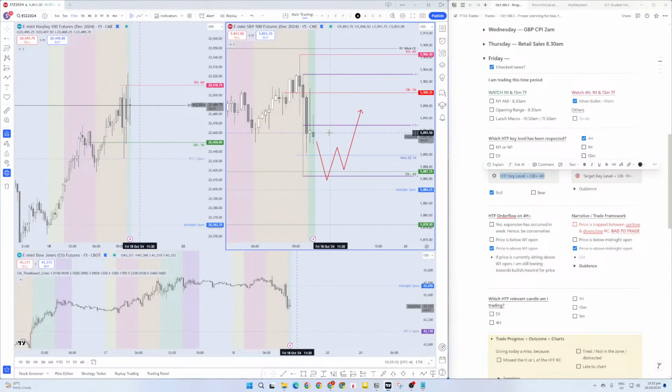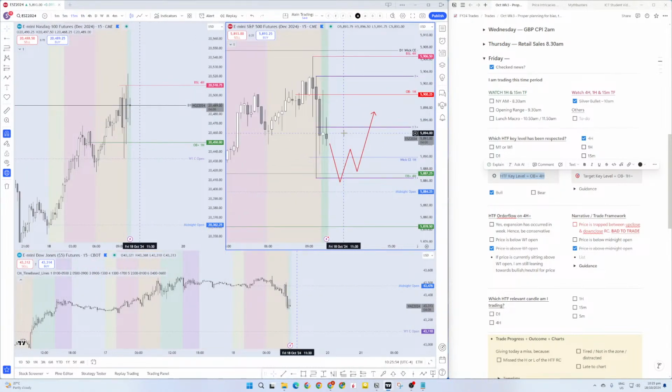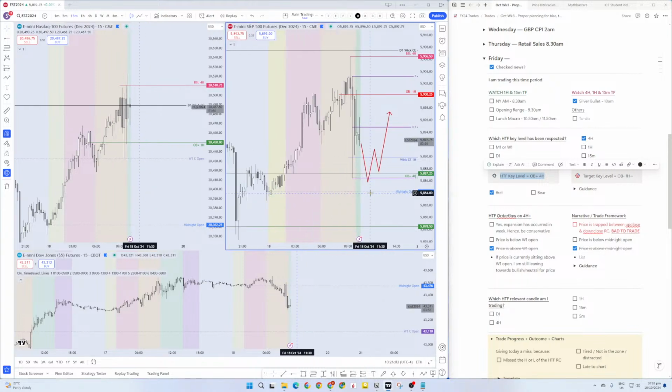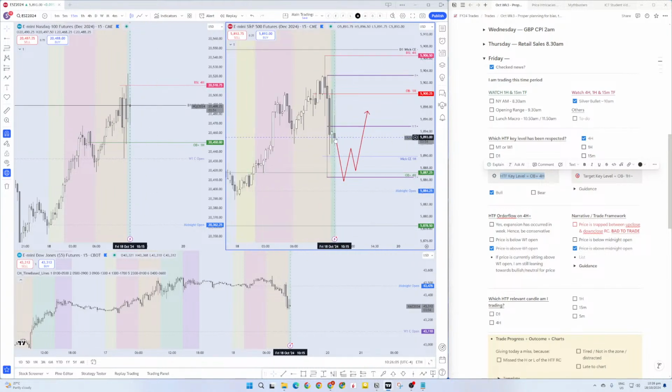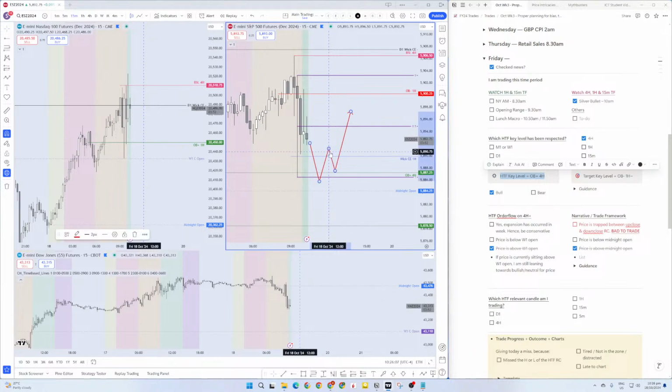Okay, so what I hope to see, because price is really doing nothing that I'm comfortable with right now, is this. I want to be bull. I want this to happen. If I don't want to be a bull, I don't want this to happen.